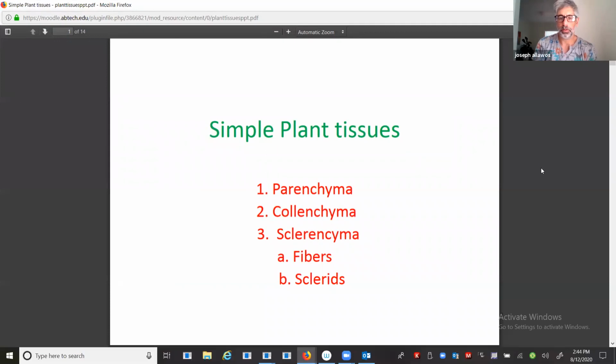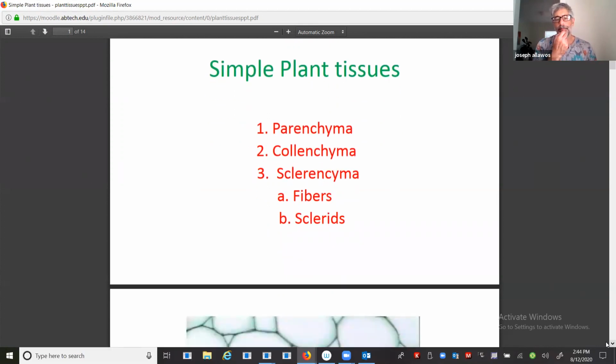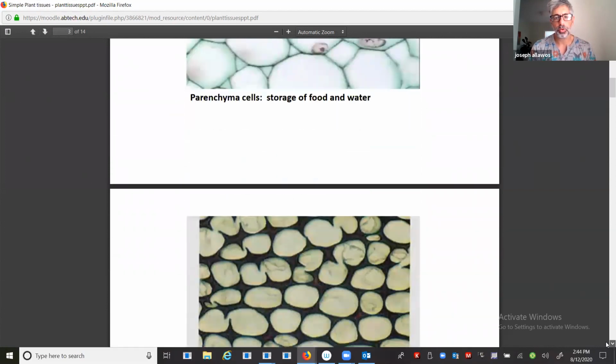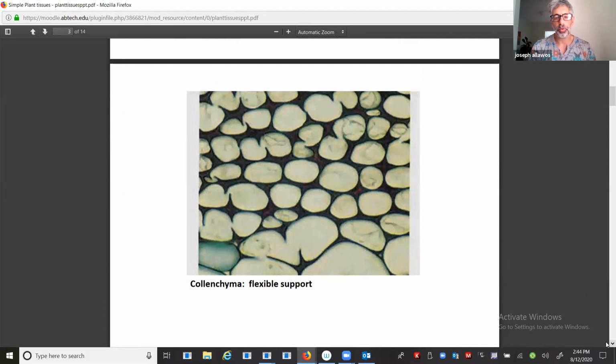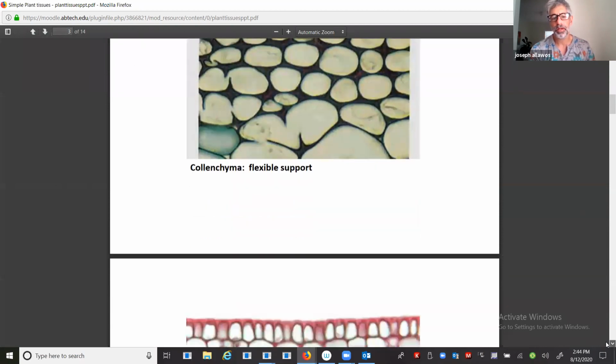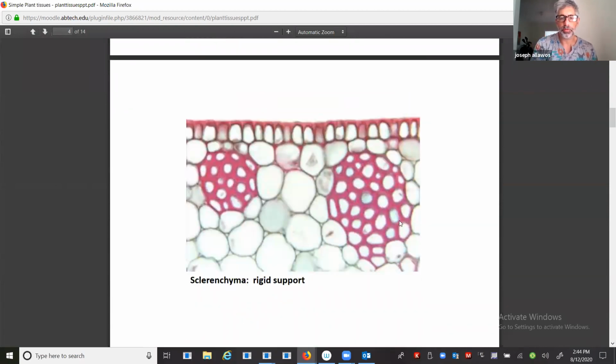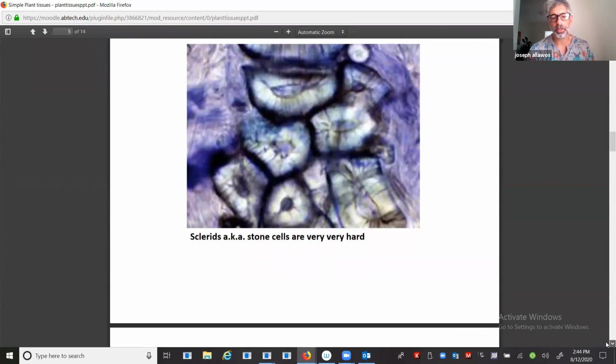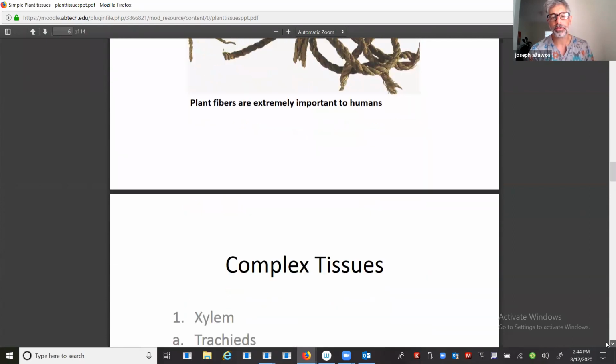Quickly, we did simple tissues last time, talked about what their function was and what they looked like. There's parenchyma with very thin cell walls, for storage of food and water. Collenchyma, flexible support. You can see the irregular thickenings of the cell walls and the collagen fibers that give them flexibility. And then these bundles here are sclerenchyma, these sort of rebars, very thick lignified cell walls. Sclereids are stone cells, and we talked extensively about fibers.